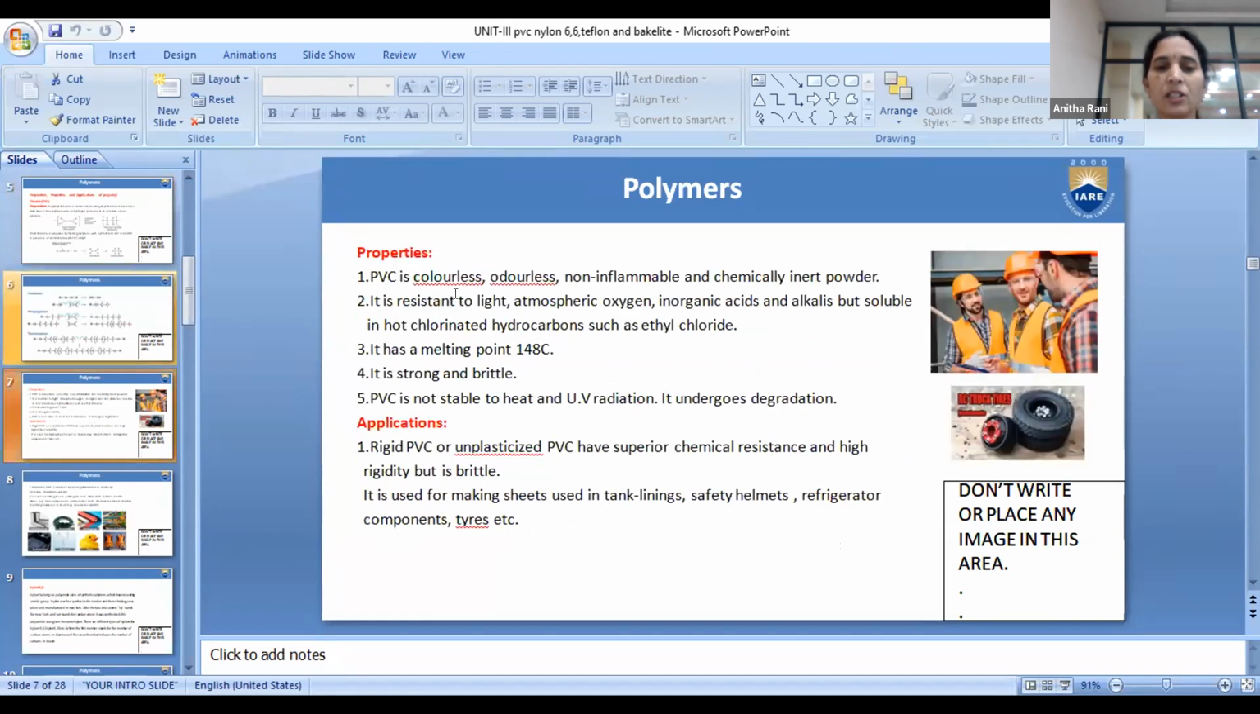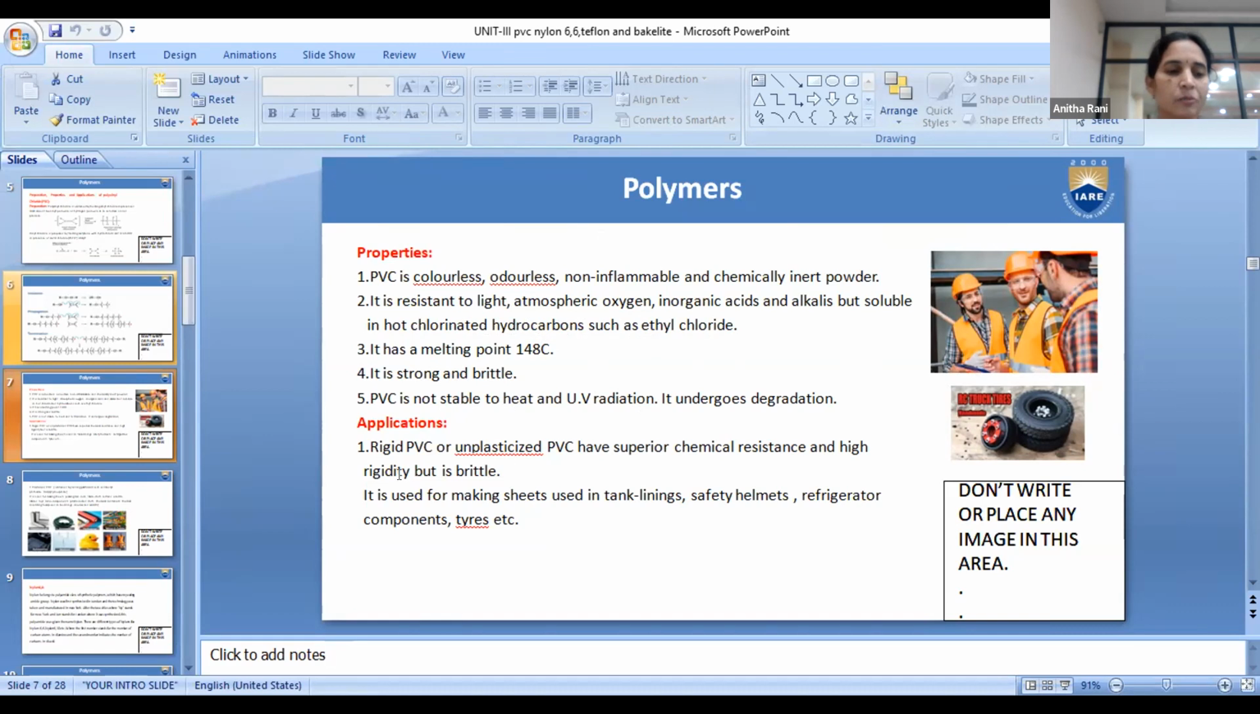Now the properties of polyvinyl chloride: it is colorless, odorless, non-inflammable, chemically inert powder, and it is resistant to light, atmospheric oxygen, inorganic acids and alkalis. But it is soluble in hot chlorinated hydrocarbons, for example ethyl chloride. Its melting point is 148 degrees centigrade. This polymer is strong and brittle, but it is not stable to heat and UV radiation. When it is exposed to UV radiation, it will undergo degradation. So these are the properties of polyvinyl chloride.